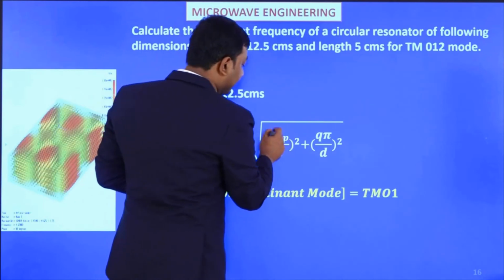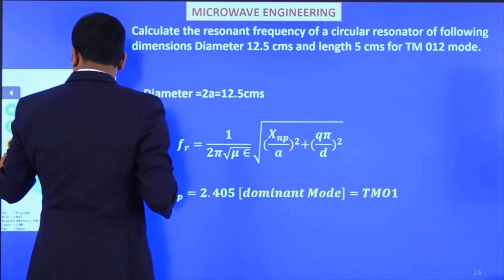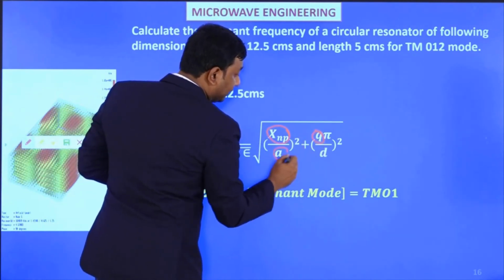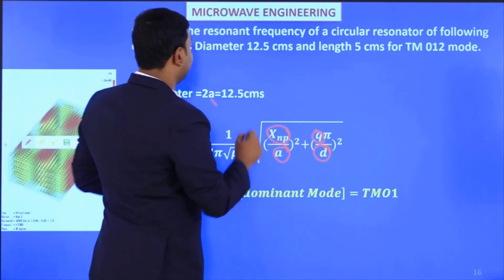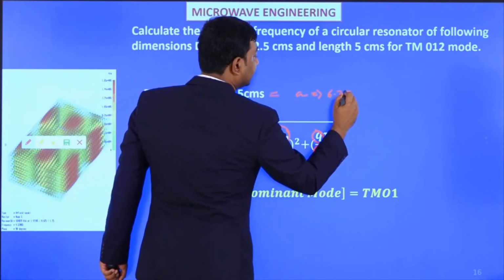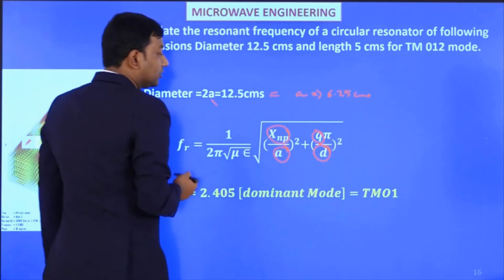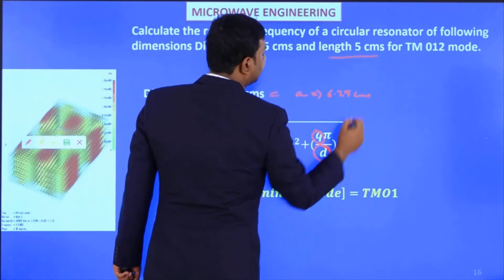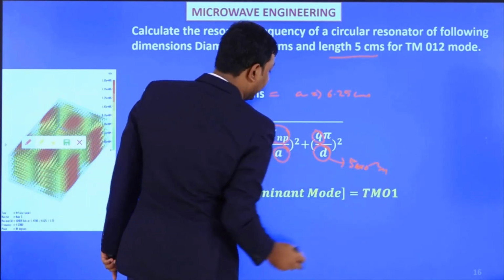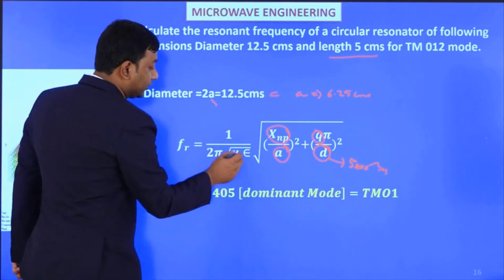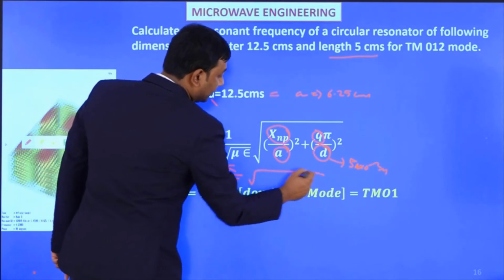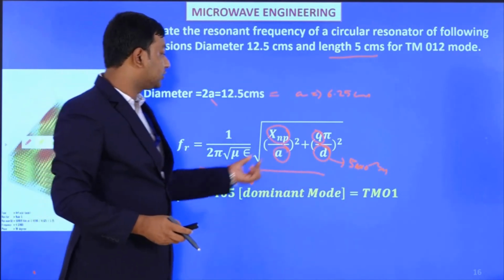We know the value of x of np, we know the value of q, we know the value of a, we know the value of d. Here a is the radius, so a equal to 6.25 centimeters. Similarly d is given, that is length 5 centimeter, so 5 into 10 to the power minus 2 meter. If you place all those values, we know 1 by root over mu epsilon equal to c, so c by 2 pi root over those values. x of np value is 2.405.